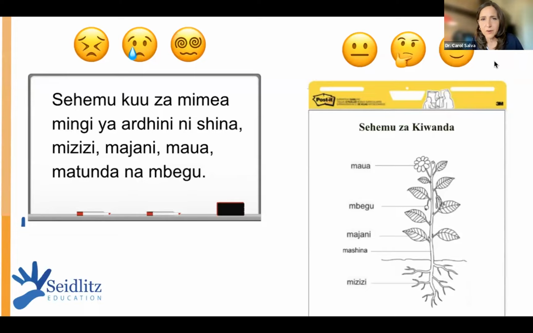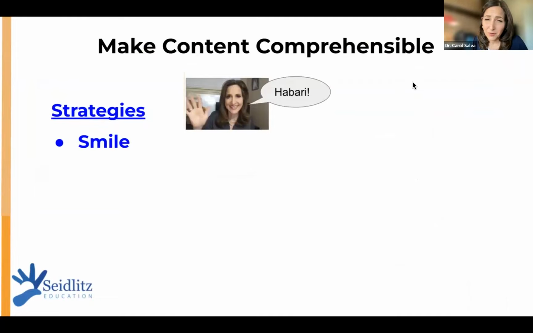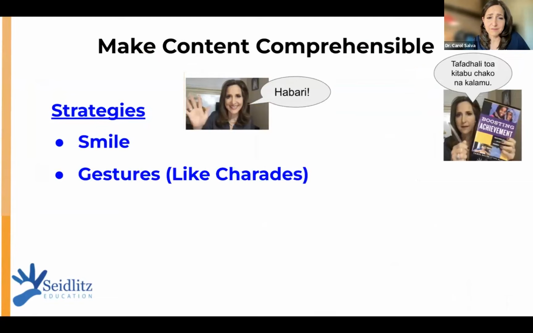So what have we talked about? Welcoming tone. Make sure you're sending the message. You don't have to speak the same language for kids to know you want them there. 65% of communication isn't even verbal. It's nonverbal. Gestures, like charades, just play fake sign language all day. It's not taking any extra time, and it's super helpful.